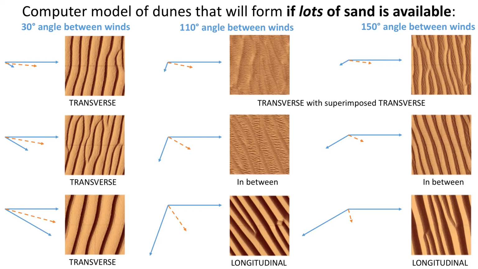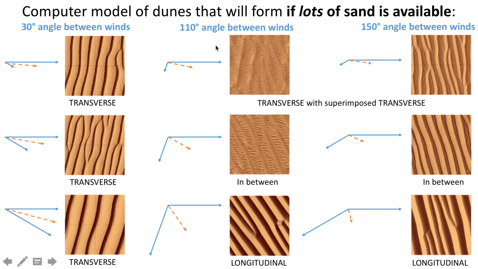And this is a computer model of dunes that will form if lots of sand is available for different angles between winds and different relative wind strengths. So you can see that if we have a 30-degree angle between the two different wind directions, then no matter what the relative speed is of those two winds, the strength of the two winds, you basically get transverse dunes in all of these cases.